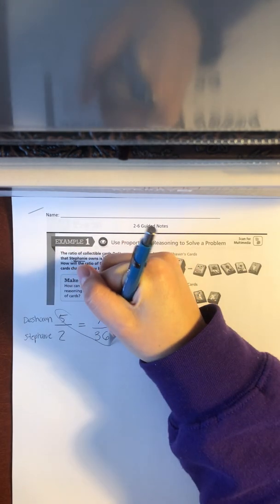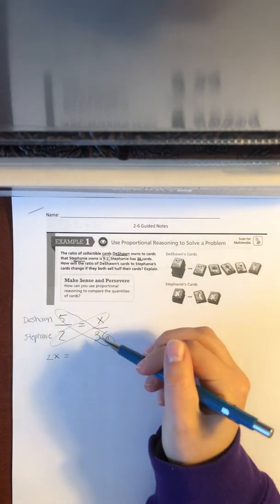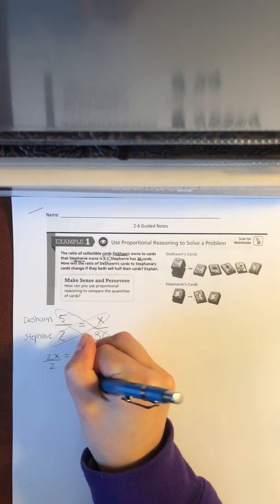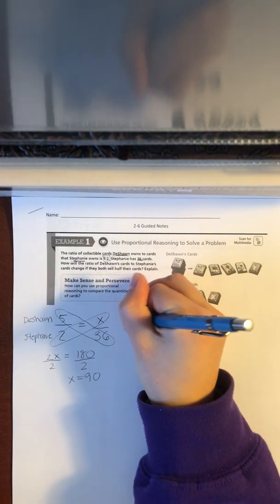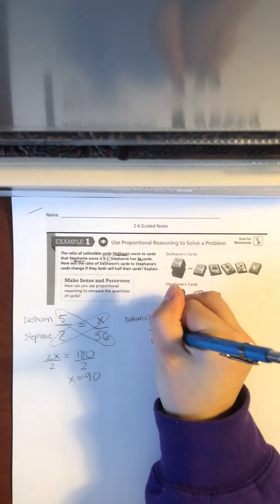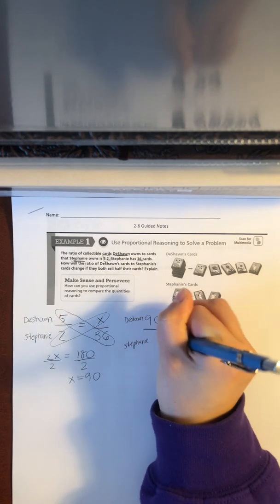So we're going to multiply. 2 times x is 2x, equals 5 times 36, which is 180. Then we divide by 2, and we're going to get x equals 90. So now Deshawn, this is Deshawn up here, has 90 cards, and then Stephanie has 36.